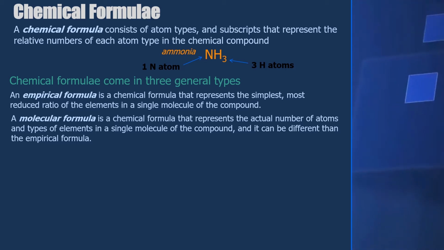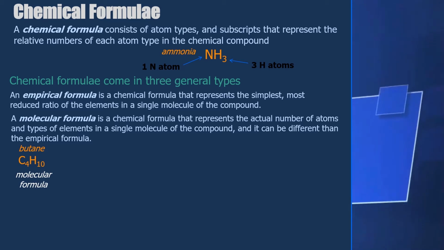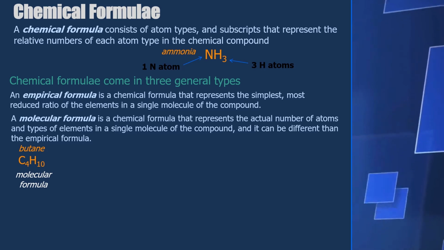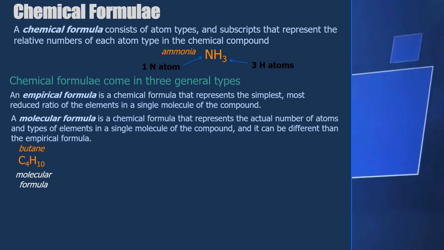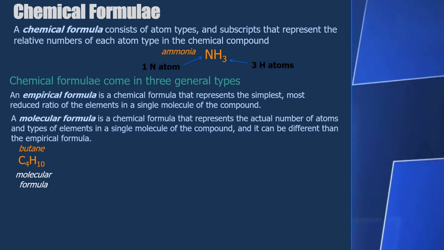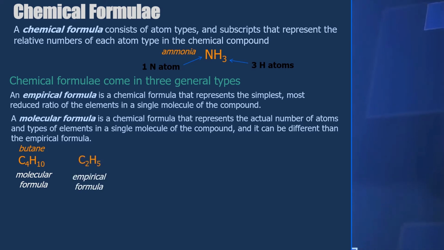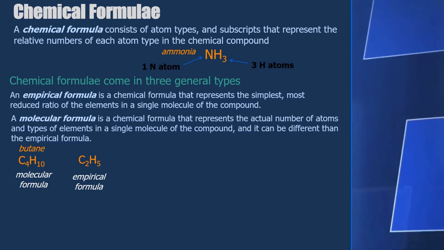For example, if we look at the compound butane, it has the molecular formula of C4H10, which means that there are 4 carbon and 10 hydrogen atoms in one molecule of this compound. But this is not the most reduced form of the formula. We can divide the numbers by a common integer multiple, 2. C2H5 is the empirical formula and gives the simplest ratio of the atoms, 2 carbons for every 5 hydrogens.